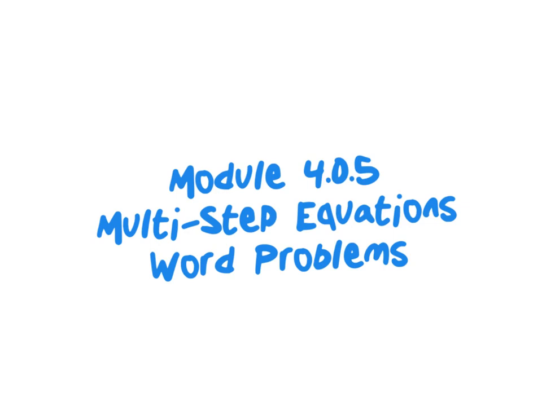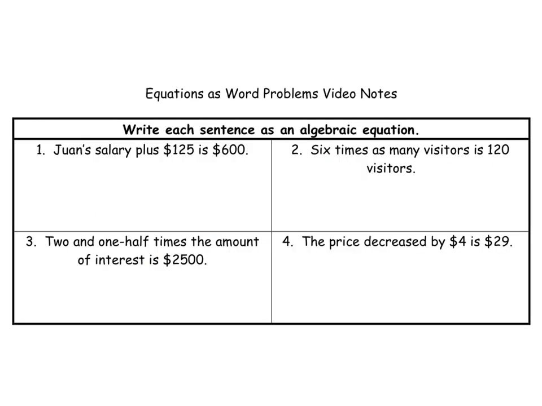In this video, I'm going to review multi-step equation word problems. The first part of the notes, we're just going to practice writing each of these as an algebraic equation. So it says Juan's salary plus 125 is equal to 600. Since it doesn't give us a value for Juan's salary, we can call this S, and then plus 125 is $600. And if we needed to, we could figure out what Juan's salary was.